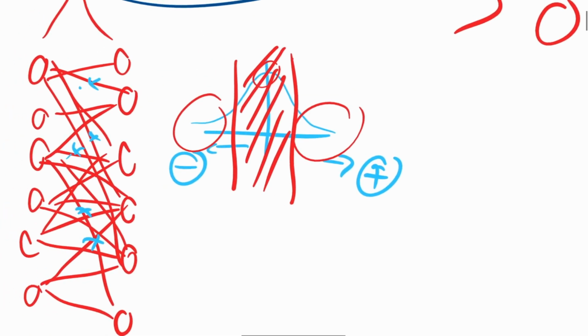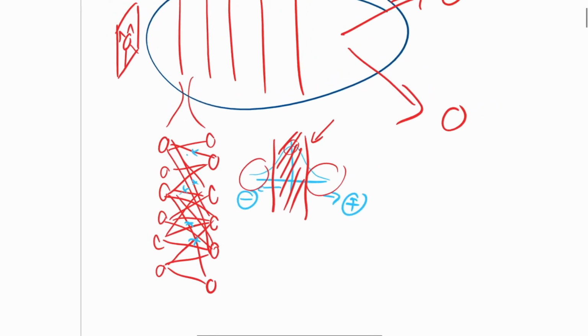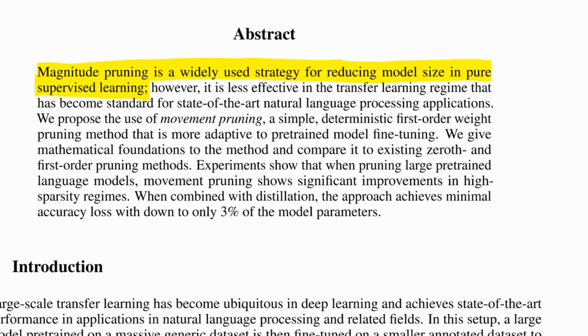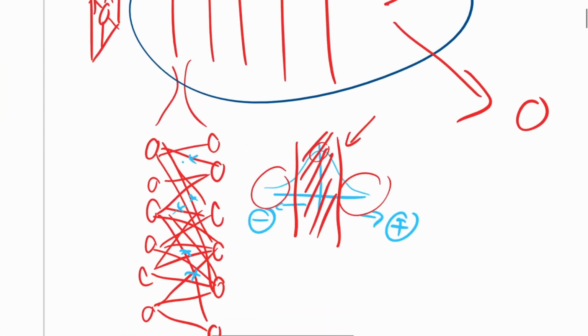So there's not one threshold here. You don't need a threshold. You simply need a method to order the weights, and then you keep removing them until you're satisfied with the size. So this is magnitude pruning. Now, what's the problem with magnitude pruning in these kinds of tasks? They say, however, it is less effective in the transfer learning regime that has become standard for state-of-the-art natural language processing applications. So what do you do in these transfer learning regimes?